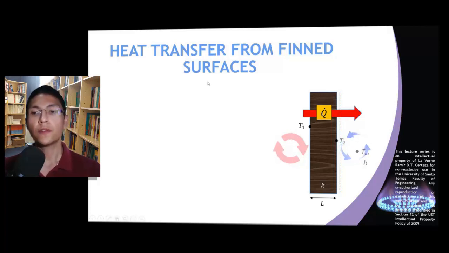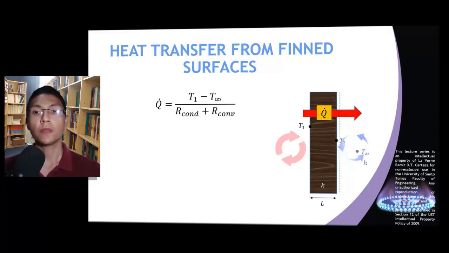This is the formula for the total rate of heat transfer from the left surface of the wall to the fluid surrounding the right surface of the wall. Two thermal resistances are involved in this formula. The first is conduction thermal resistance due to the wall itself, and the second is the convection thermal resistance due to the thin film of air surrounding the right surface of the wall.